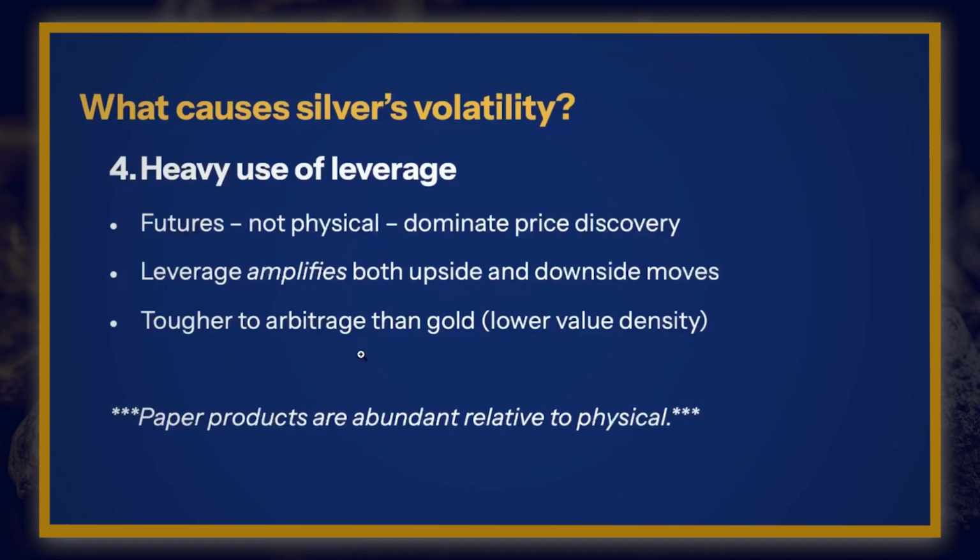It's also tougher to arbitrage silver than gold because of a lower value density. If you want to arbitrage $1 million worth of one metal or the other, $1 million of gold is fairly compact because it's so value dense. But $1 million of silver is quite bulky. It's heavier to transport, it's more expensive, and therefore it is more difficult to arbitrage. So when we get those price separations, those bits of volatility in the silver market, they're going to persist even longer because it's harder to arbitrage them away.